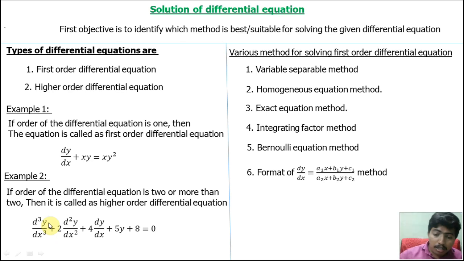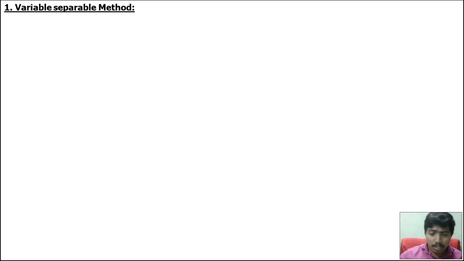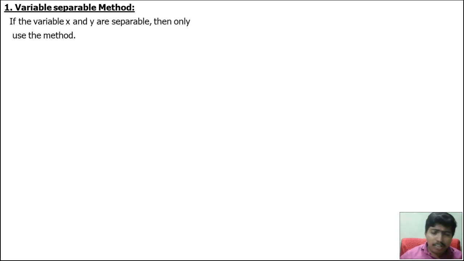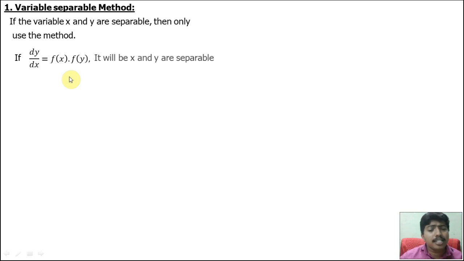Okay. So the variable separable method. If the variables x and y are separable, then only use this method. Otherwise, we cannot use this method. For example, if dy by dx is equal to the product of a function of x and a function of y, here this variable x and y are easily separable.